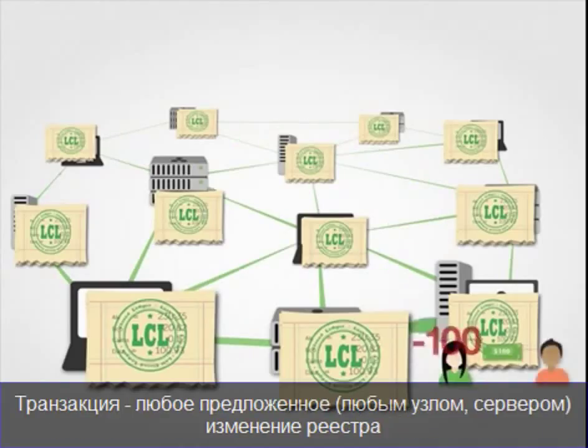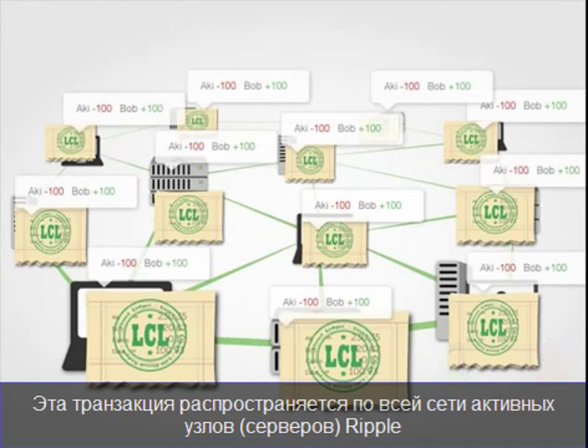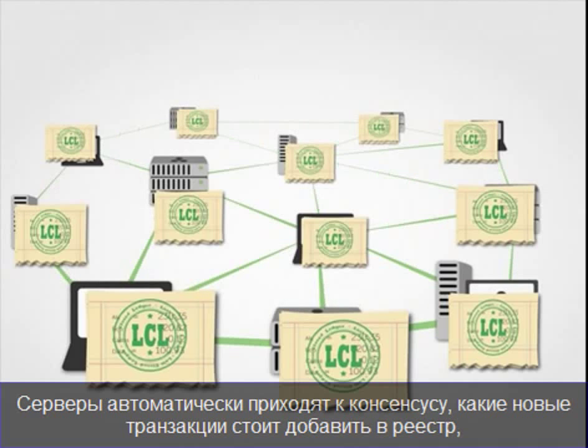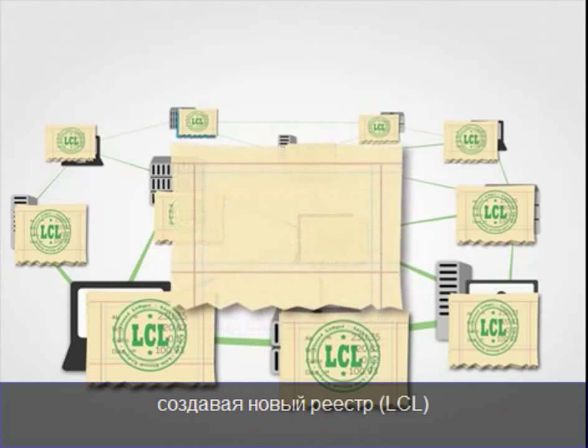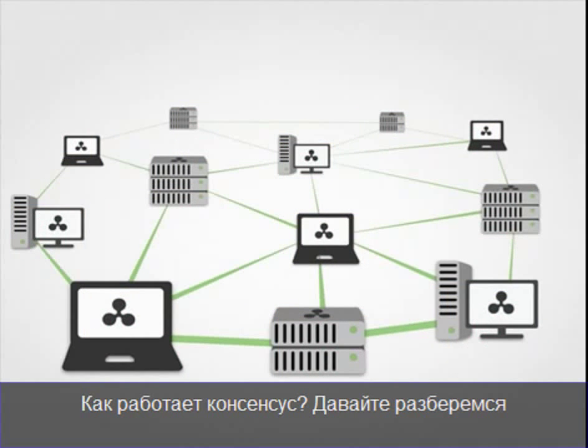A transaction is any proposed change to the ledger. Any server can introduce a transaction to the network. These transactions go out to all active Ripple servers. The servers automatically come to consensus about a set of transactions to apply to the ledger, creating a new last closed ledger. How does consensus work?